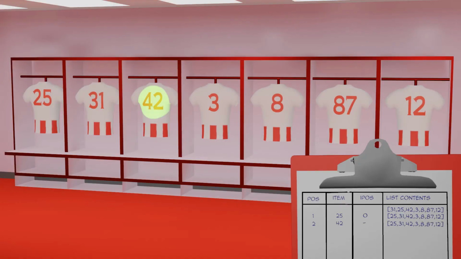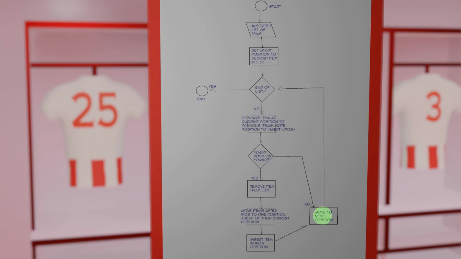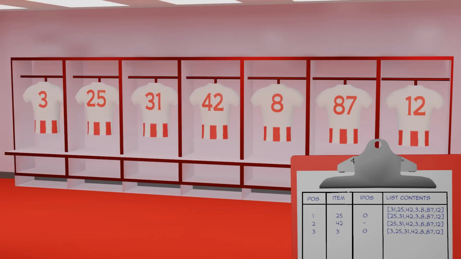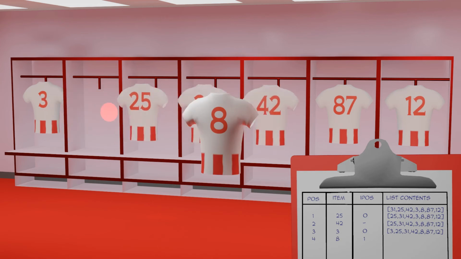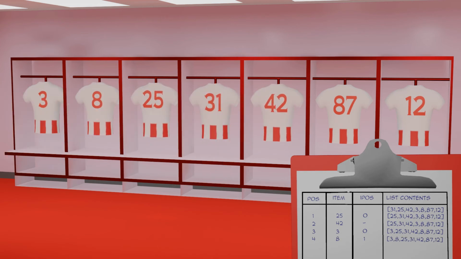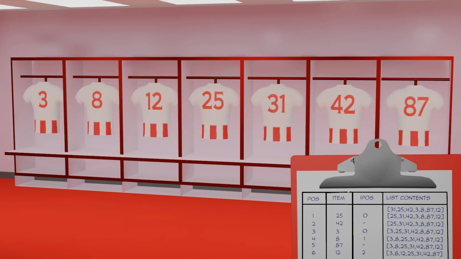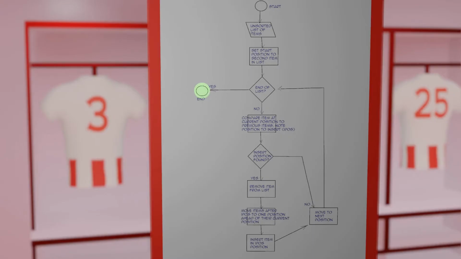This time though, we don't find an insertion point, so we simply move to the next position. You get the idea, so let's complete the run and record the results in a trace table. All done, and the shirts are sorted, so it looks like our algorithm works okay.